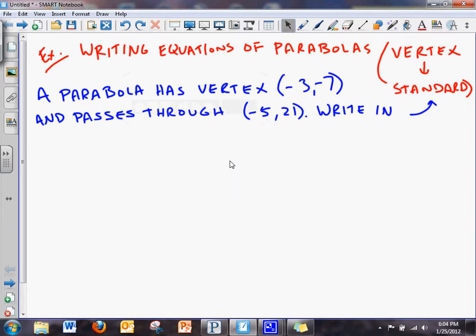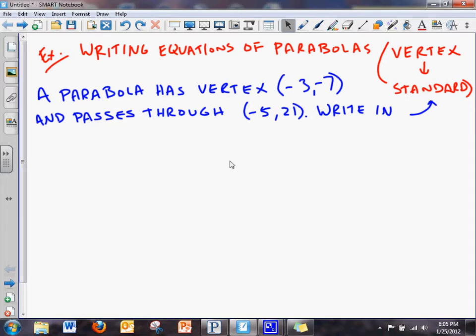All right, guys. Here we are. The first example here, I'll be ready for the file. What I got here is some information about a parabola. We've got the vertex at (-3, -7), and it passes through a second point in the middle of (-5, 21).